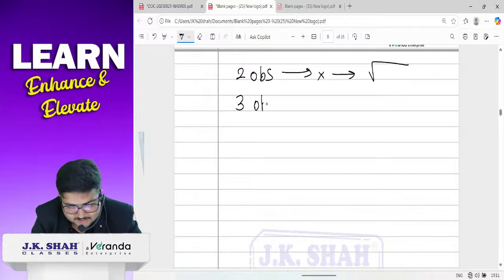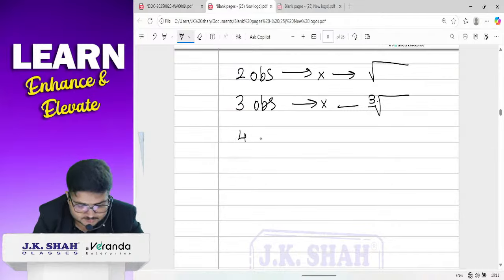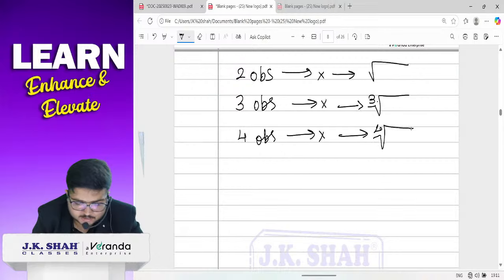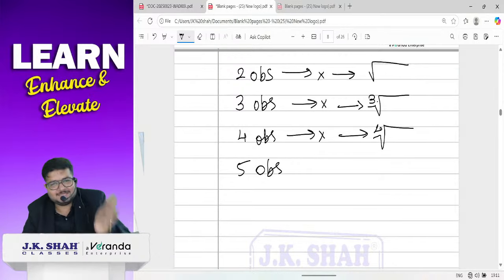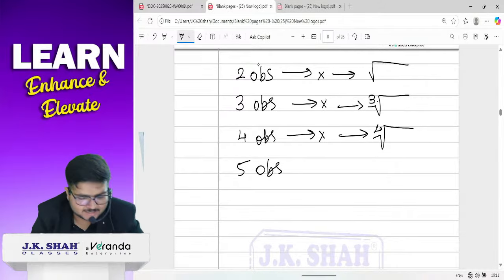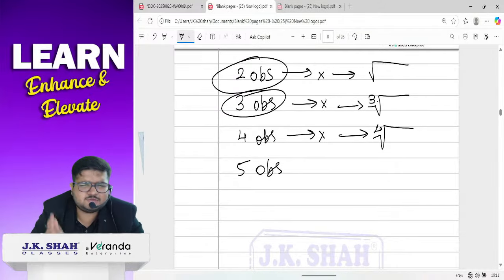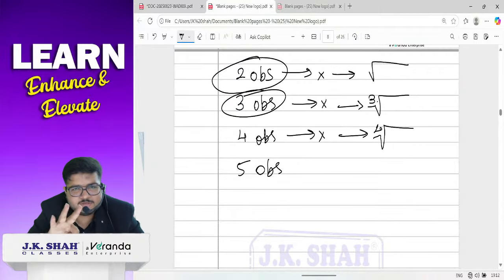If there are 3 observations, you have to multiply them and find the cube root. If there are 4 observations, multiply them and find the 4th root of the product. If there are 5 observations, multiply them and find the 5th root. 6 observations, 6th root; 7, 7th root; 8, 8th root. Again, 2 observations, square root; 3 observations, cube root; 4 observations, 4th root. Understood? You will be asked 2 observations or at most 3 observations, right? So in 2 observations, square root, in 3 observations, cube root.